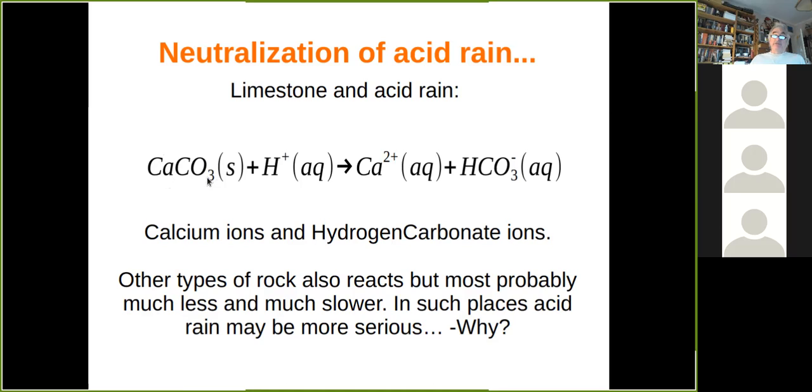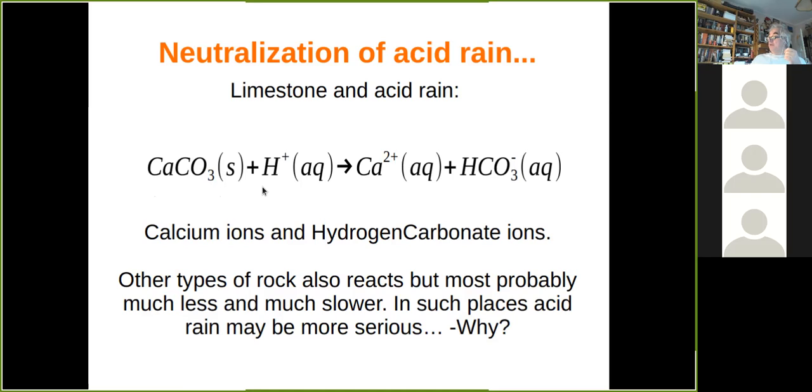This could also be demonstrated with other types of rocks. Silicates are maybe the most common type of rocks on Earth, and silicates are much more stable than carbonates. So they react much less with H+, but they do react. In places with silicates, the type of rocks that react less, acid rain may be a more serious problem. Simply because the hydrogen ions coming down from the sky don't react until after, say, 10,000 years. But if it's limestone in the ground, they react immediately.